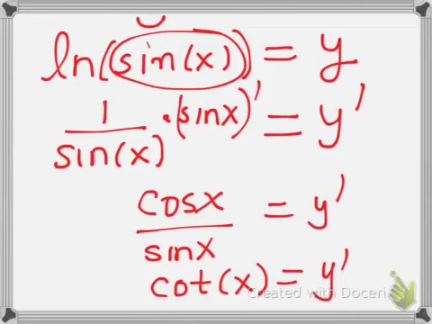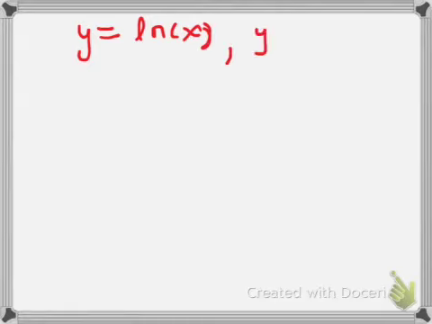So this natural log of x can appear anywhere. It can appear in the product rule, it can appear in the quotient rule, but the basic thing is the derivative of the natural log of x is 1 over x. That's what you have to remember: if y is natural log of x, then its derivative is 1 over x.